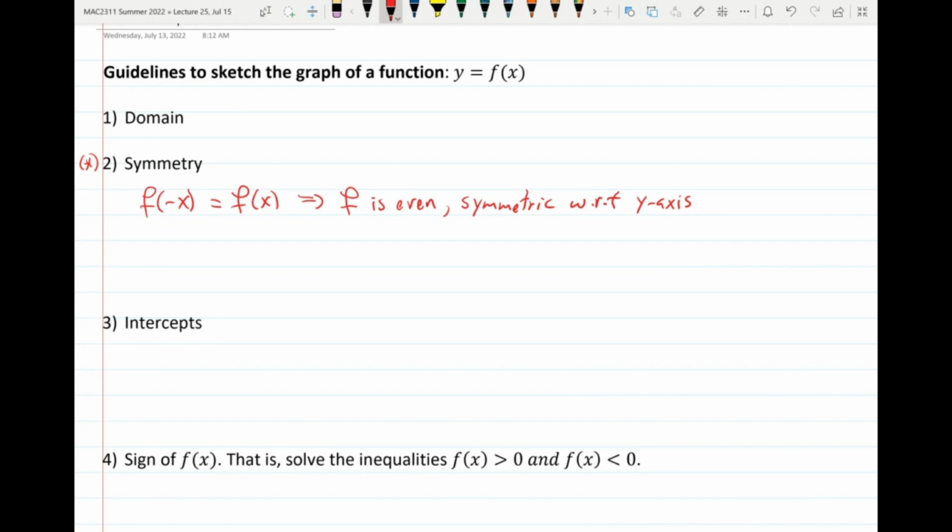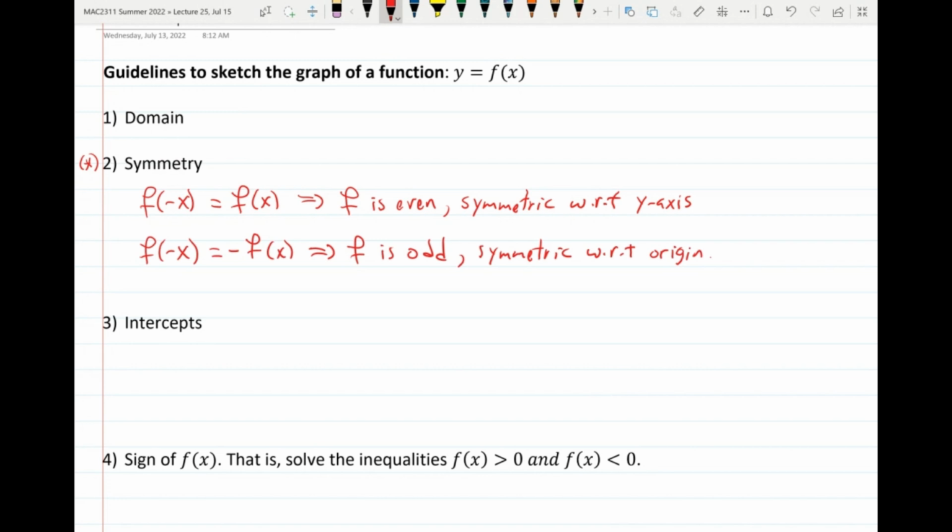But if this doesn't happen, the other thing you could do is, again, plug in negative x. If you don't get back the original formula, sometimes you can factor the negative out of the entire function and you will get minus the function. If this happens, then that means that the function is odd, meaning that it is symmetric with respect to the origin, the point (0, 0). So if your function has symmetry, it helps in the graphing process.